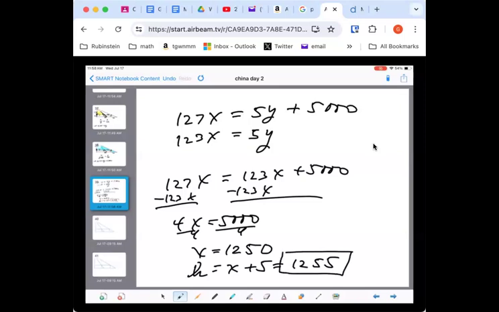Now, that's not how the Chinese did this problem. I mean, they set it up, but they didn't use similar triangles. But for us, this is a really nice way to solve this question.